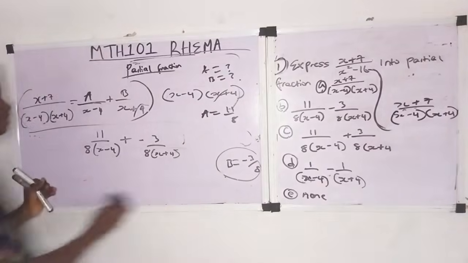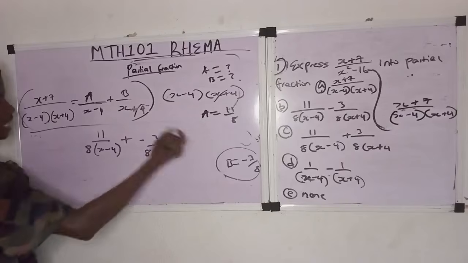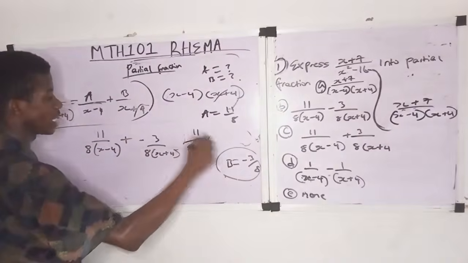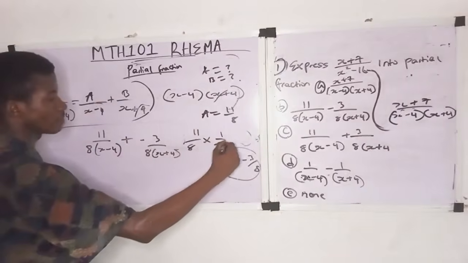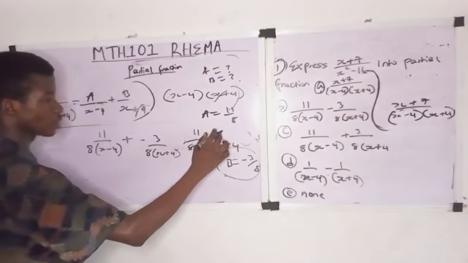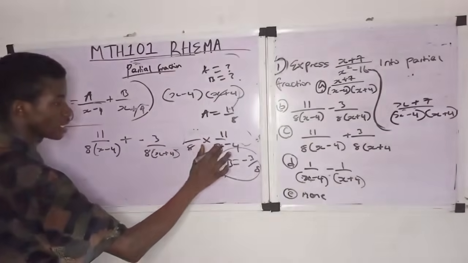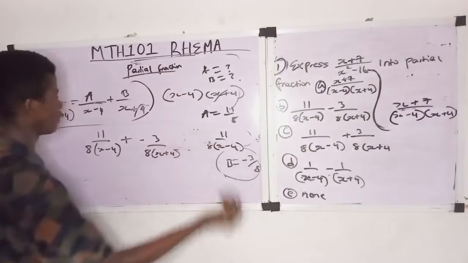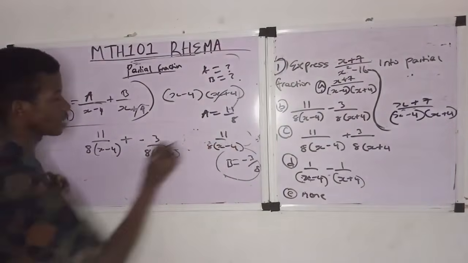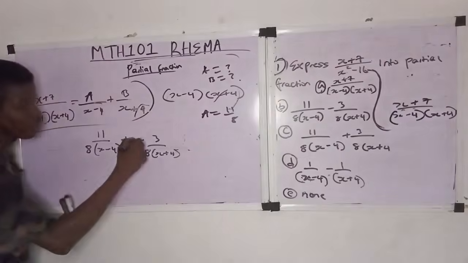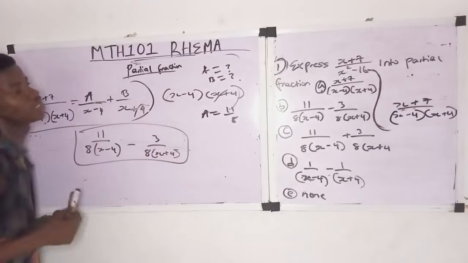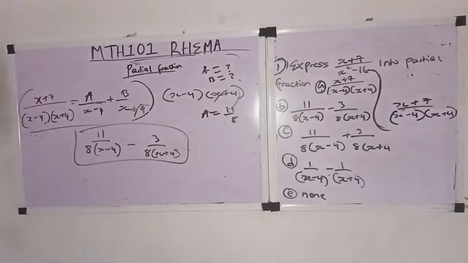A is 11 over 8, right? So if you put 11 over 8 here, we have 11 divided by 8, then times this one, 1 over s minus 4. So 11 times 1 gives us 11. 8 times s minus 4, we will have 8 bracket open s minus 4. So these are our answer. Now we don't forget to have minus. A minus times plus gives us minus. So this is the partial fraction. Okay, so it's very easy.